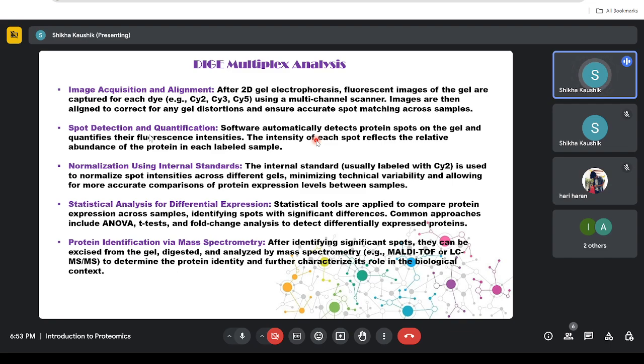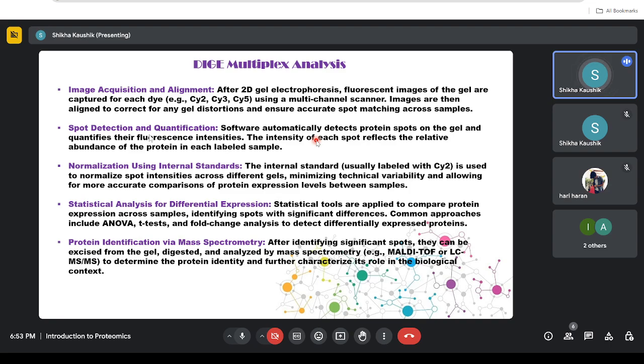So here, how does image acquisition and alignment happen? After 2D gel electrophoresis, fluorescent images of the gels are captured for each dye. So you will have 3 different images. One is red, another one is yellow, and then you have a blue. So you will have 3 different images that may have different patterns. But when you overlay them, you will get a proper image, and then you can actually understand the differences between the three samples.